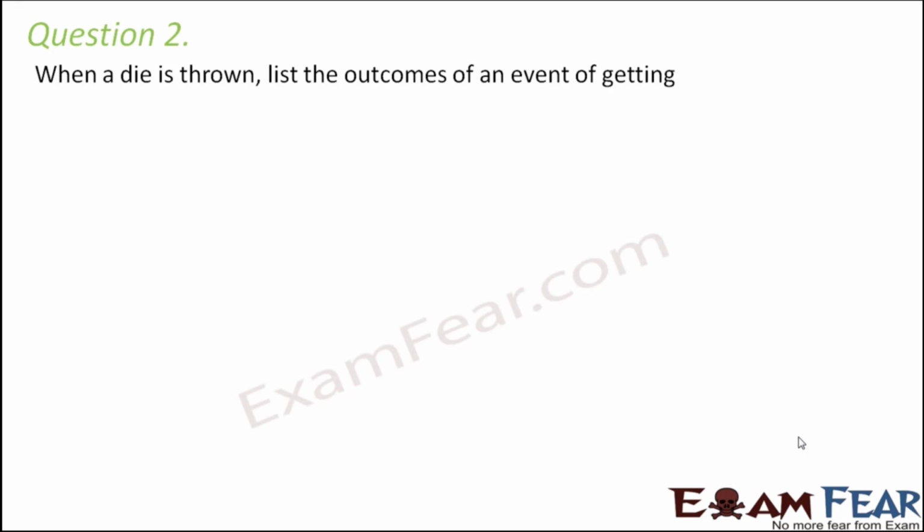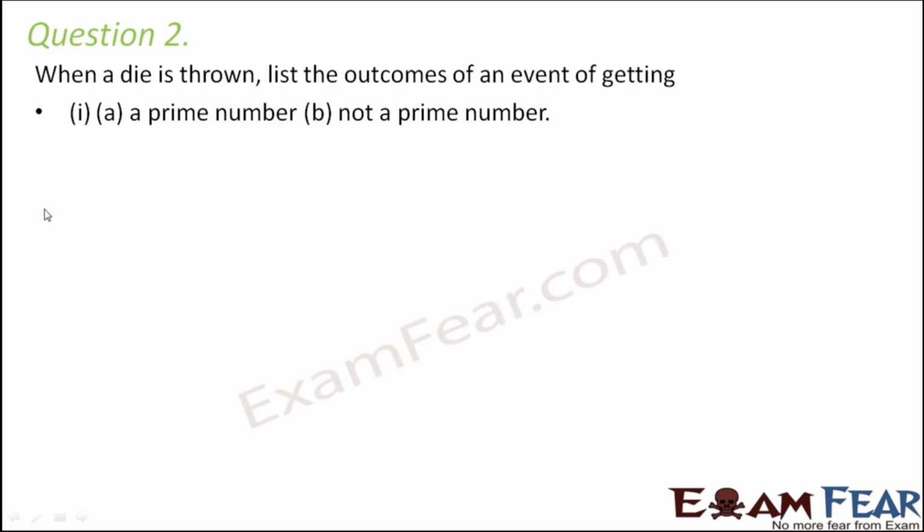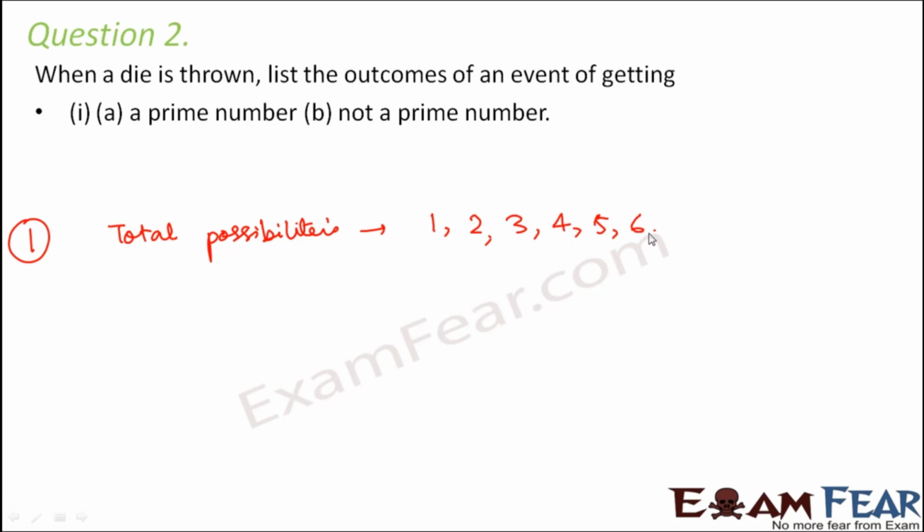Question number 2. When a die is thrown, list the outcomes of an event of getting a prime number, not a prime number. Okay. Now, whenever we throw a dice, what are the total number of possibilities? With a dice, the total number of possibilities would be 6. So it could give a 1, a 2, 3, 4, 5 or 6. So the total number of outcomes is 6, right?